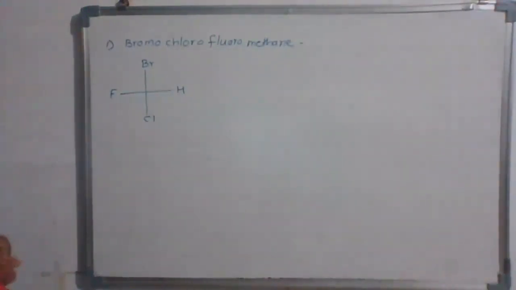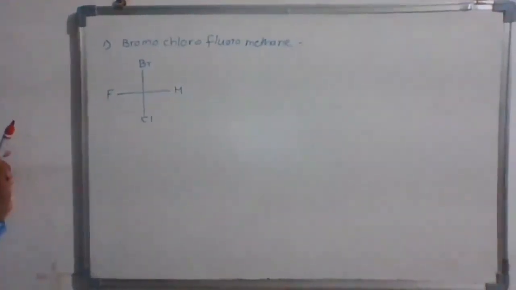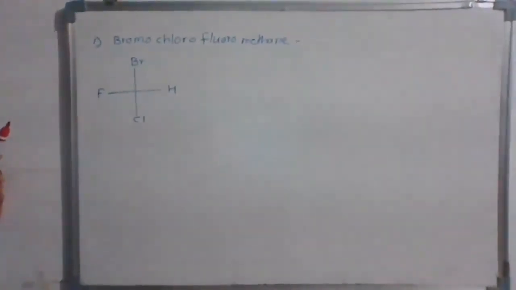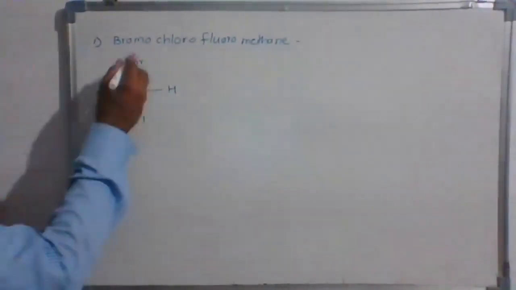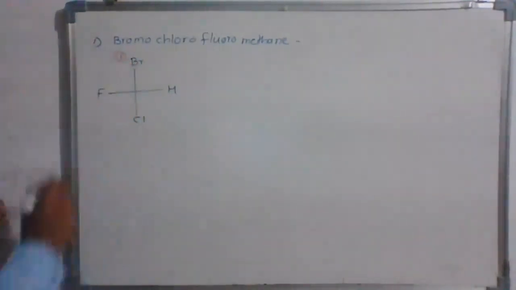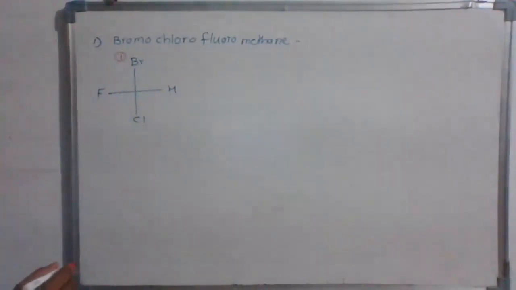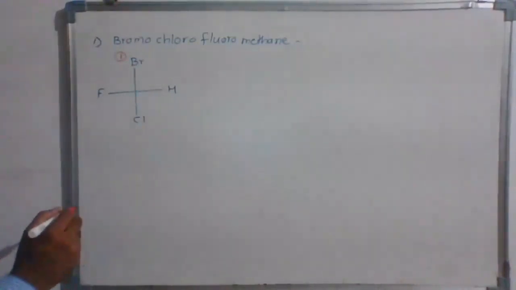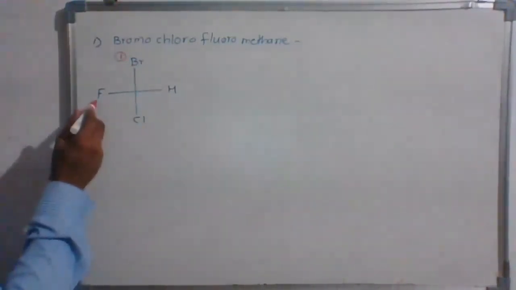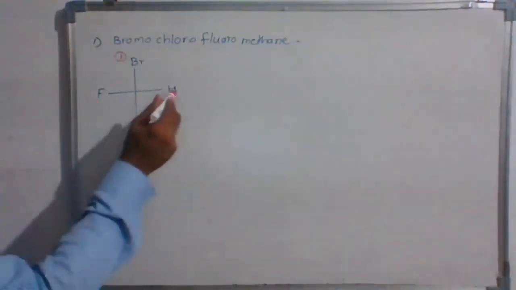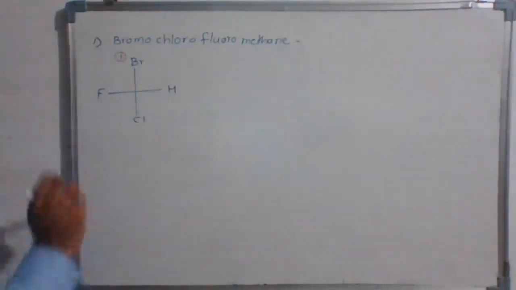In the previous lecture we have seen the rules for assigning priority. So which group will be the higher priority group? First priority? Yes, of course, bromine. Bromine has the higher atomic number, so it will get first priority. Then after bromine, what is the atomic number of fluorine? It is 9. Atomic number of chlorine 17. Atomic number of hydrogen 1.